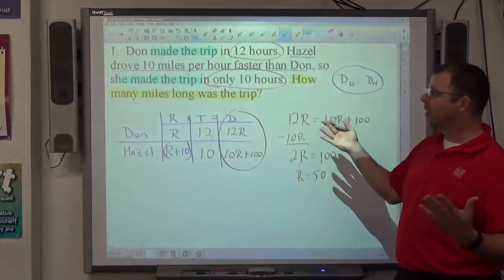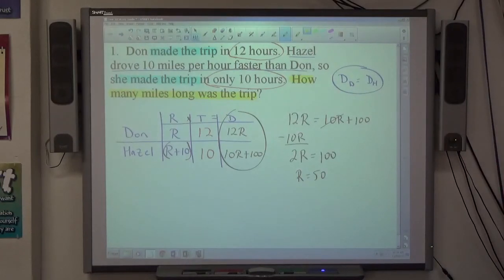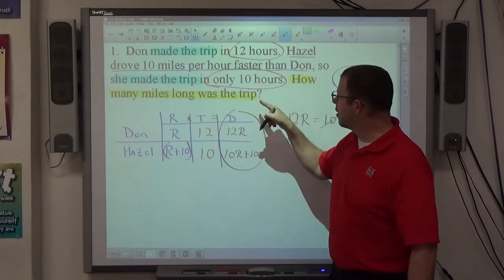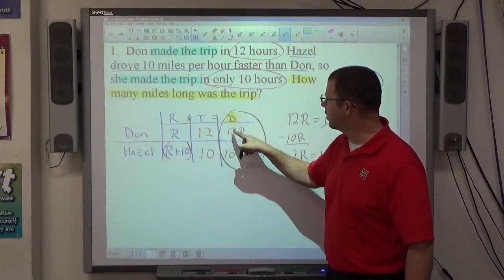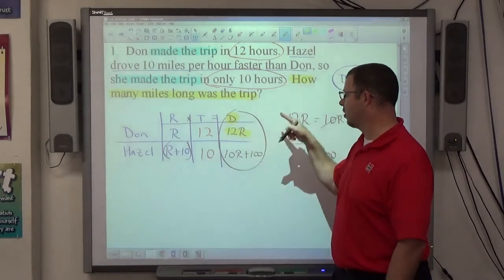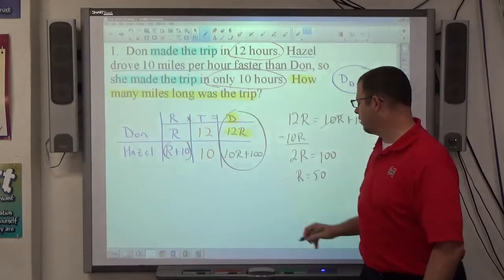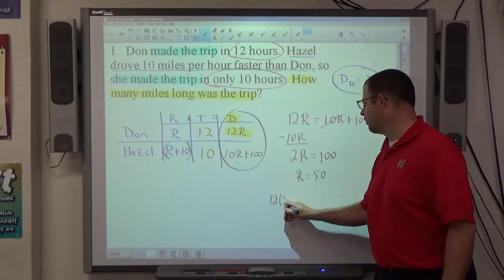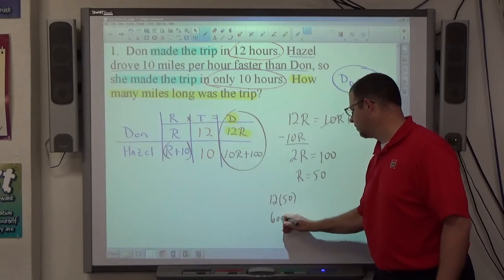And on the test, we're going to have Don and Hazel driving. You're going to be asked how many miles long the trip was. So make sure you answer the question they're asking. How many miles long is a question of distance, specifically Don's or Hazel's, since they went the same distance. I'm going to go with Don's. So if I do 12 times 50, that makes 600 miles.